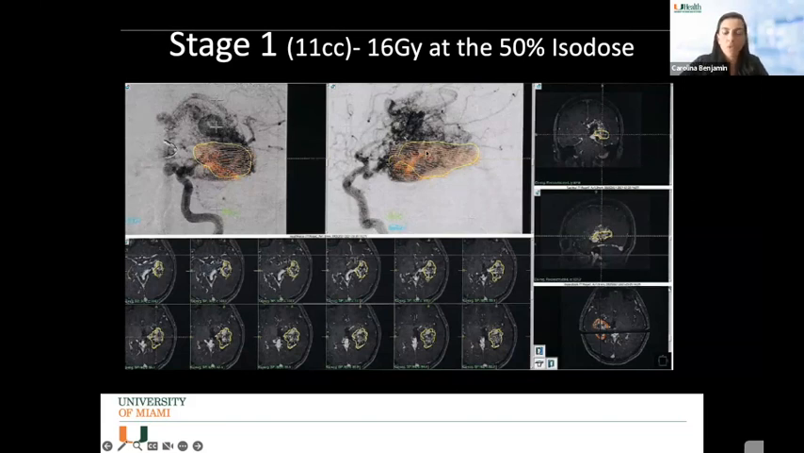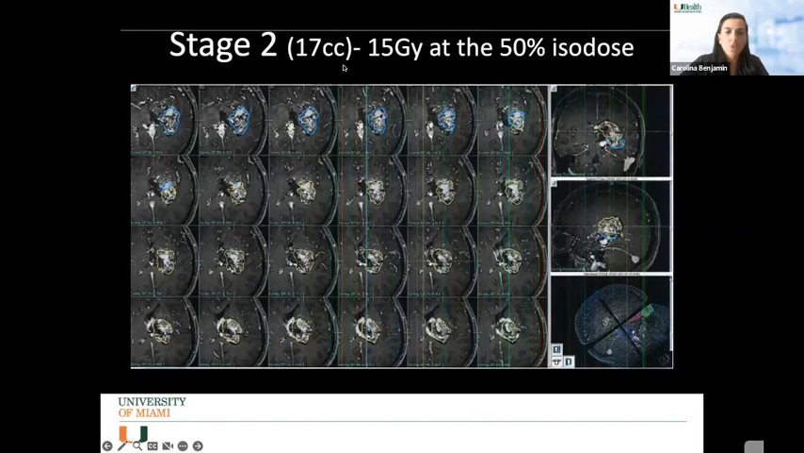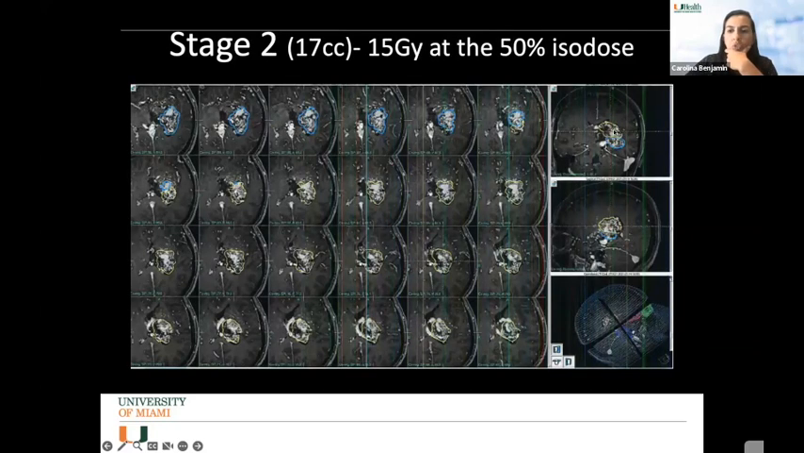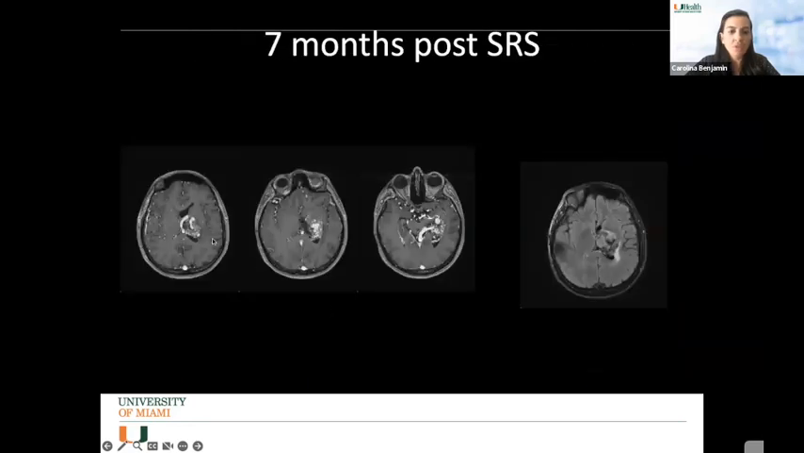This volume here was treated first, 11 cc's. Then I went back and treated the second stage, which ended up being 17 cc's. The blue is the previous treatment, and then the yellow here, again going back to the previous image, I did treat this deeper area first. And then you can see the previous treatment. I've treated this more superior portion second with 15 grays at the 50% isodose.